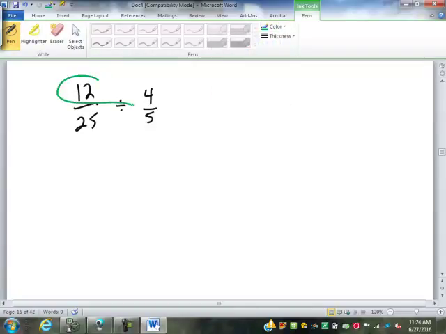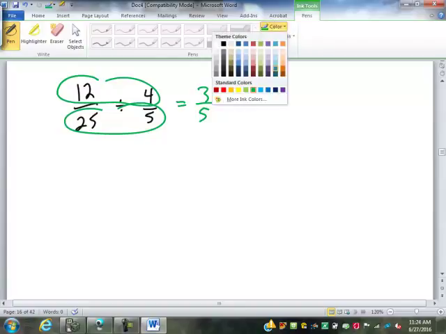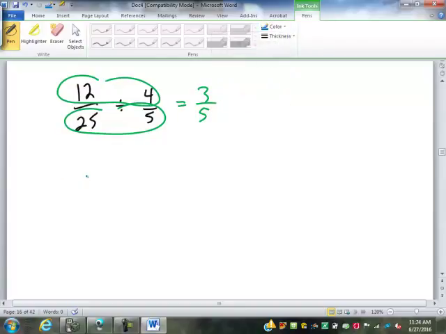Can I do 12 divided by 4 is 3? 25 divided by 5 is 5. Does that work? Is that the right answer? Yeah. Will it work every time? Oh, yeah. Why don't I do it that way? Well, the reason we don't do it that way is we run into problems like this one.